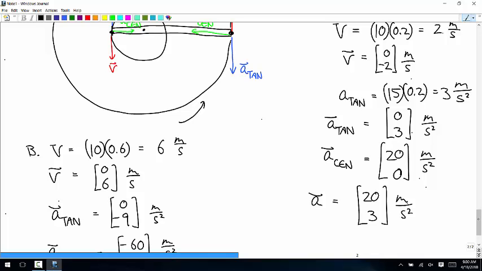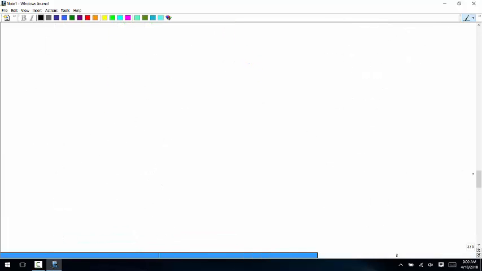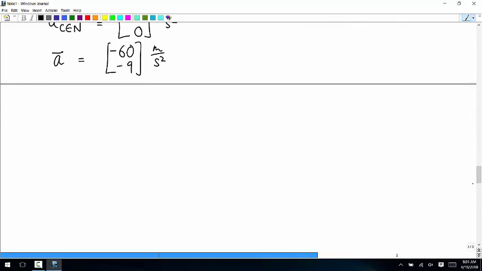Okay, so that's really all there is to the kinematics of rigid bodies, is just relating the translational quantities to the angular quantities. So now we're going into kinetics. So Newton's laws for rigid bodies.